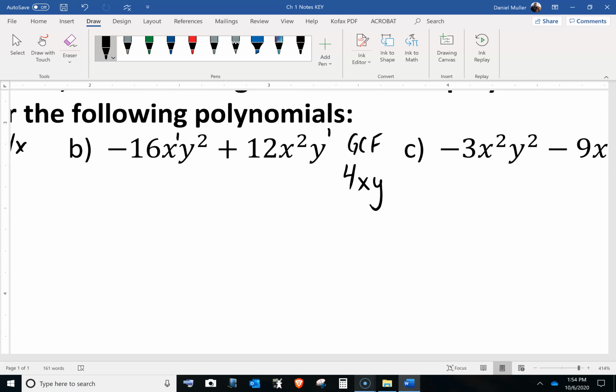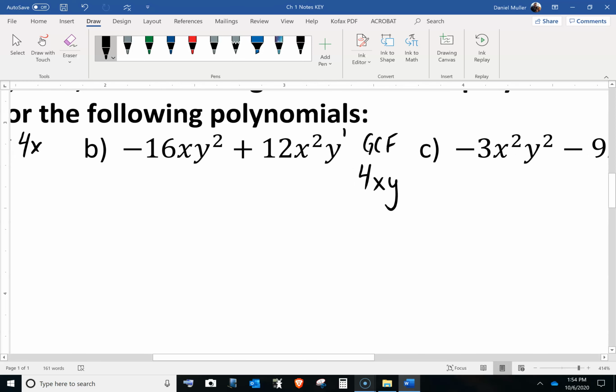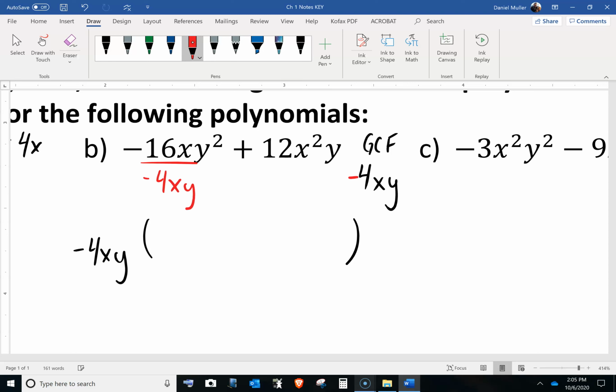Now I did just say previously that if the first term has a negative, we take out a negative. It's not a rule, it's a convention. So it's not necessarily a rule where it's exactly like that, but the convention is what we usually do: take out a negative. So I'm going to put that negative there because the first term has the negative. So how do we do this? Well, we write the negative 4xy out in front, and we're going to have a couple things there. And let's now divide by this negative 4xy.